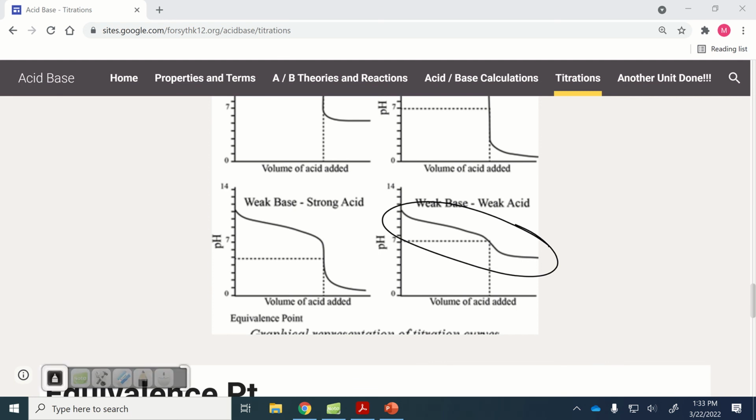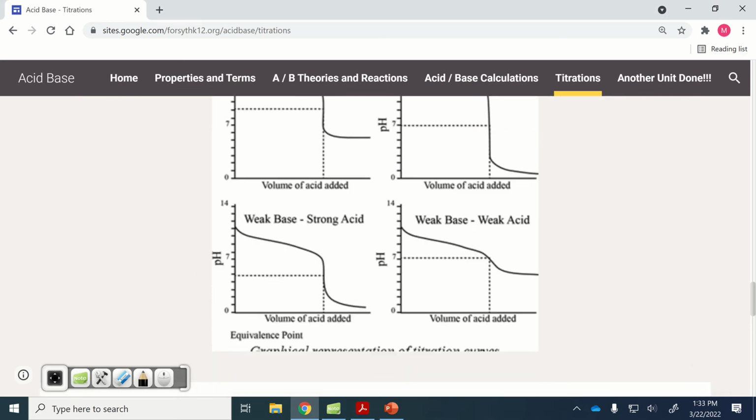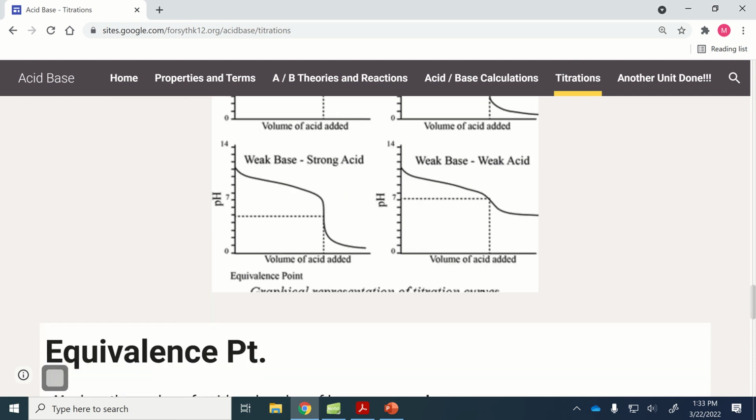Okay? So those are all the shapes we need to be able to recognize. And all I'm asking is if I show you one of these, you can go, oh, this is a strong acid being titrated by a weak base. This is a strong base being titrated by a weak acid, or sorry, strong acid. And what shapes do they all make? Okay.